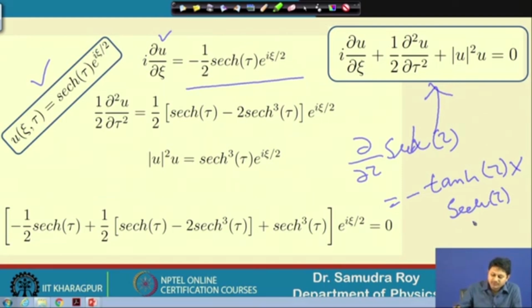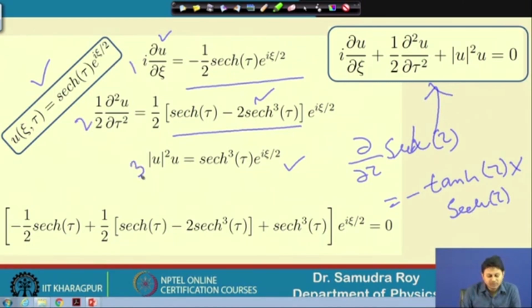If you do this calculation, you will find that this value is simply this. One thing you need to do is replace the tan hyperbolic term and change it to sec hyperbolic, then everything will be in sec hyperbolic. So, you will end up with this term, and finally, mod u square u is simply sec hyperbolic cube tau e to the power i xi by 2. So, all the three terms are now in our hand.